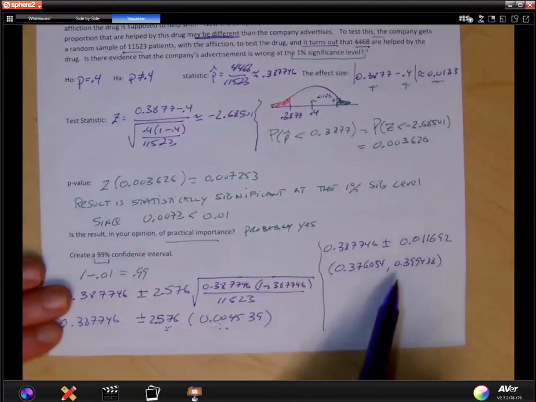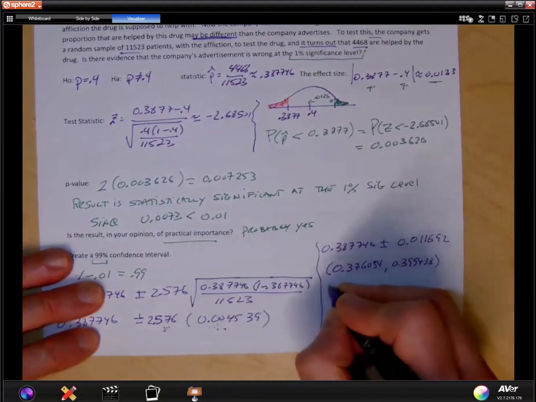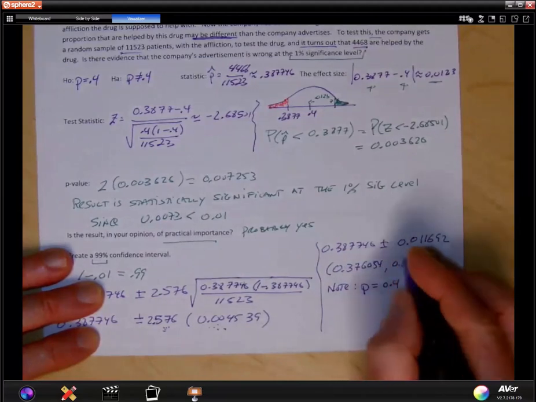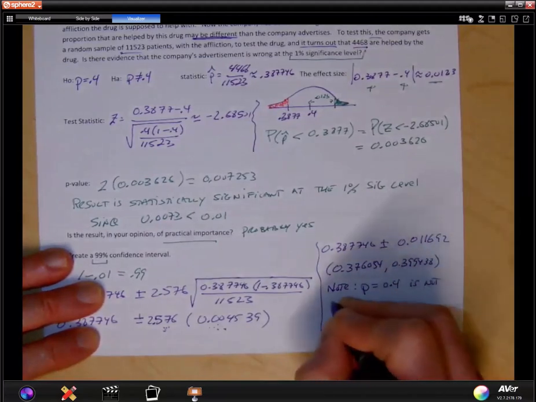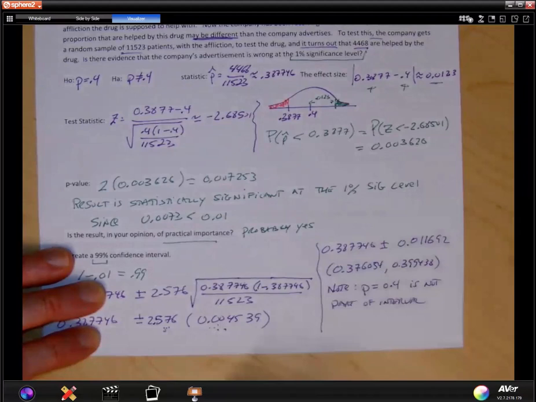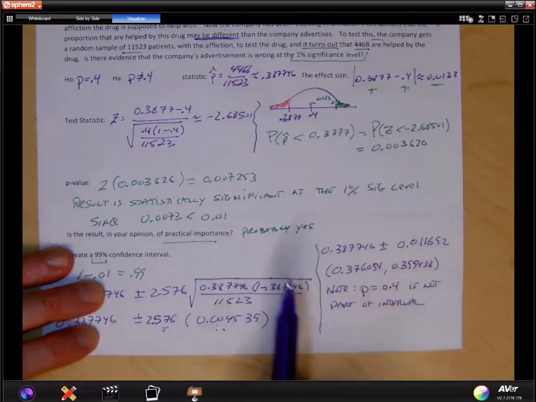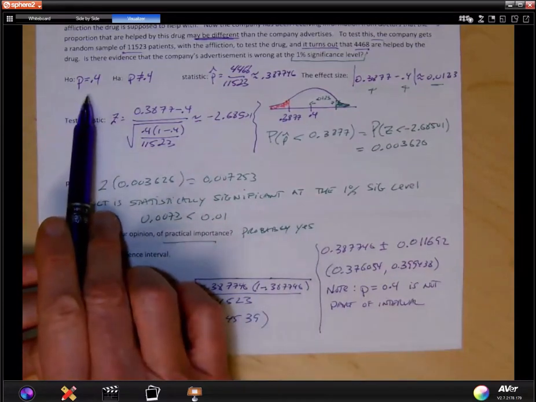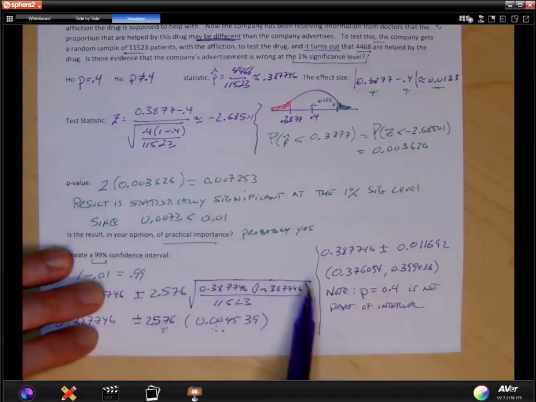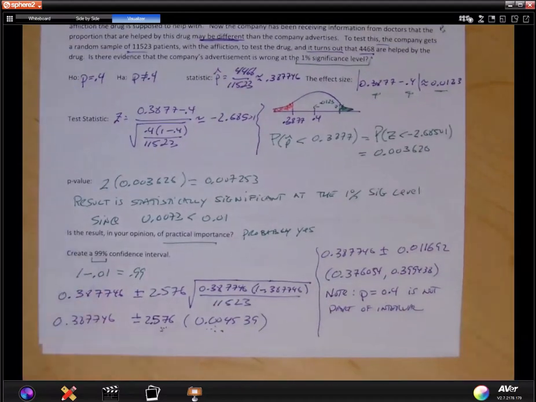Now the question is, how are these two related? Do they come up with exactly the same result? Well, yeah, because note, p equaling 0.4 is not part of the interval. So it's not part of it. What does that mean? At the 99% confidence level, we have rejected the notion that p equals 0.4. Why? Because it's not one of the options. And that's how the two are connected. We'll do another example.